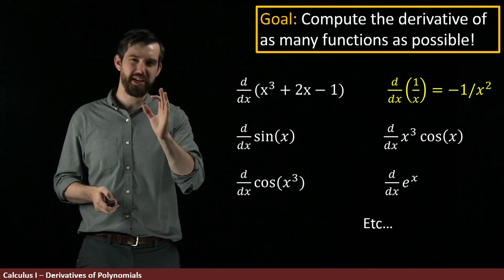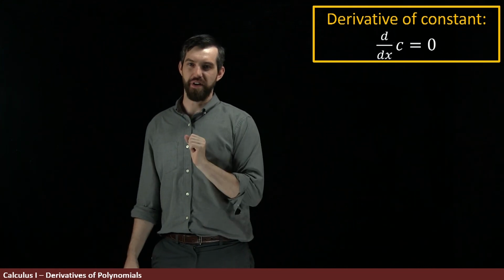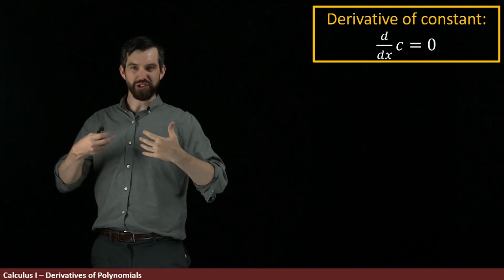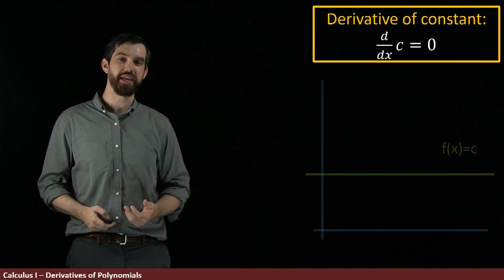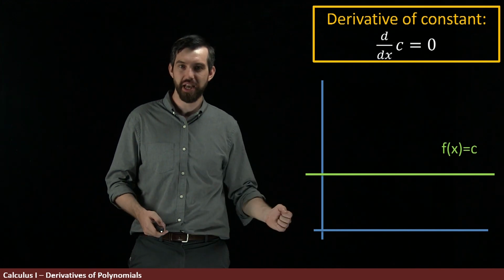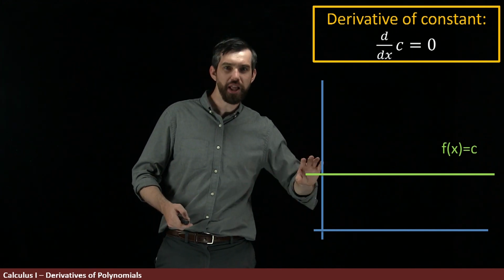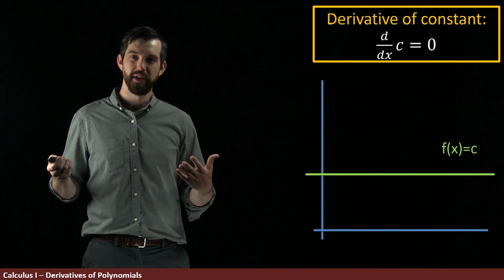So the first one I want to consider is taking the derivative of a constant function. So this is the function f of x equal to a constant, and a graph of it is going to look like this. So this is some positive value of c, and it's just a horizontal line for the graph of this function. Now what's the derivative?